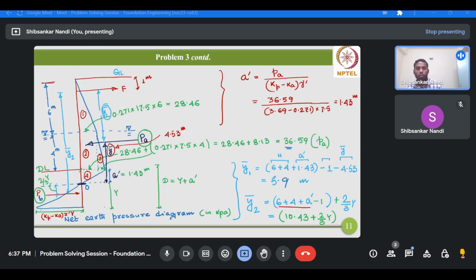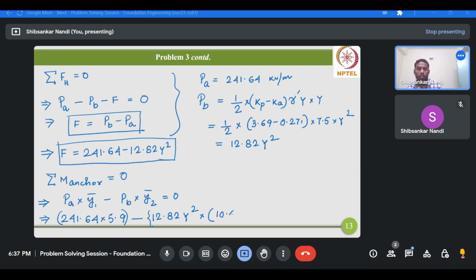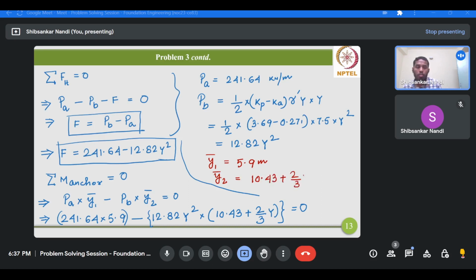Now what is the value of y2 bar? Y2 bar is 10.43 plus 2/3 of y. So for your easy convenience, I am writing the values of the lever arm here. Y1 bar is 5.9 meter and Y2 bar is 10.43 plus 2/3 of y.